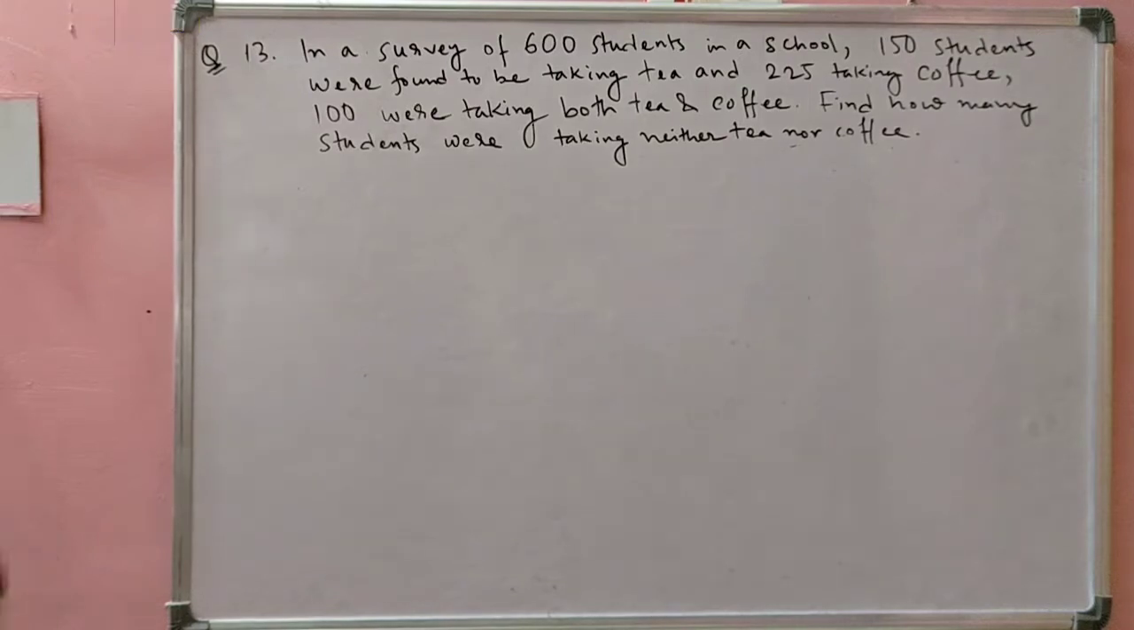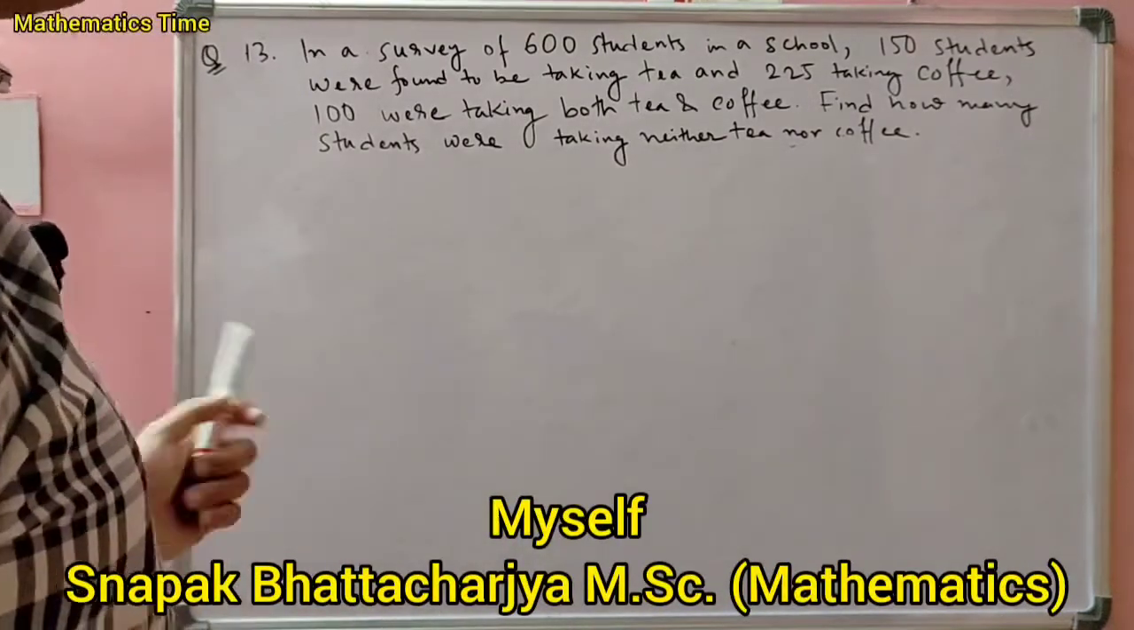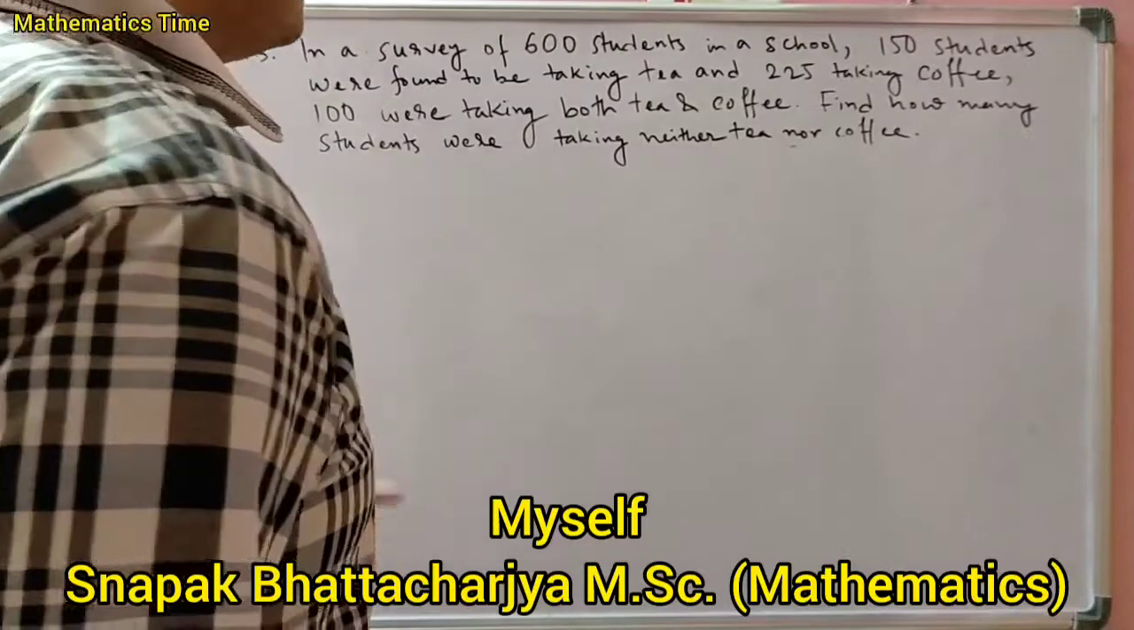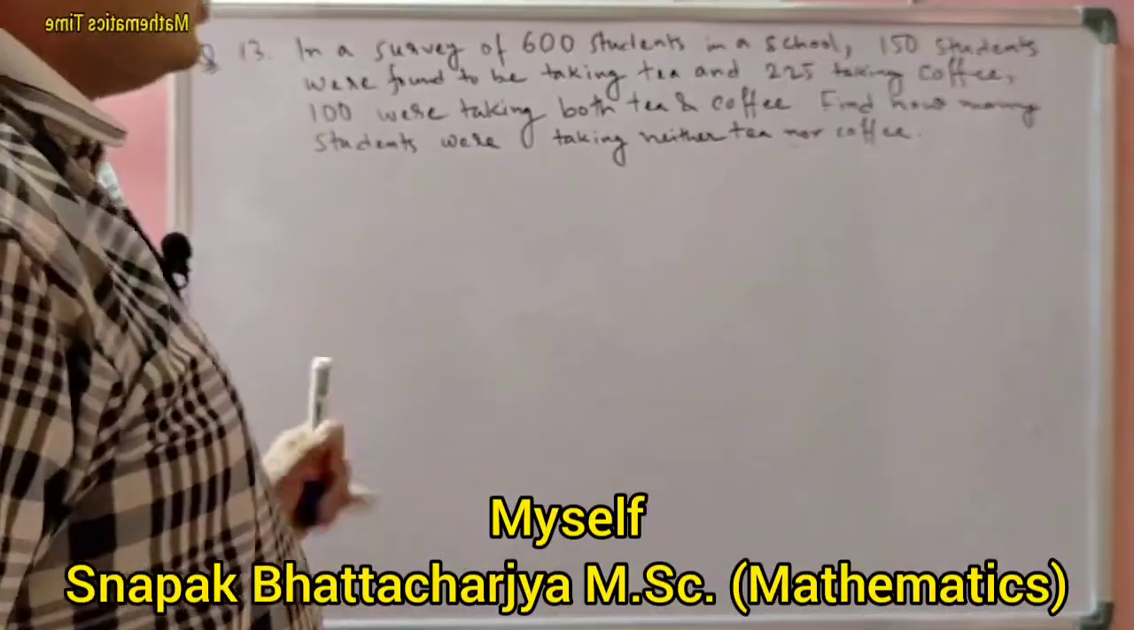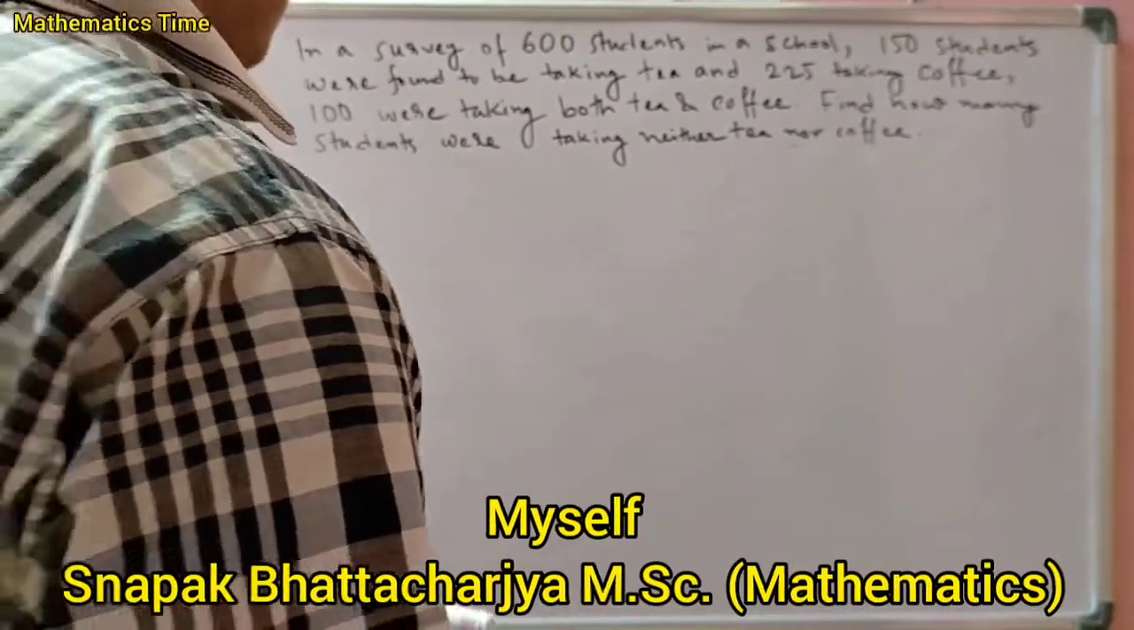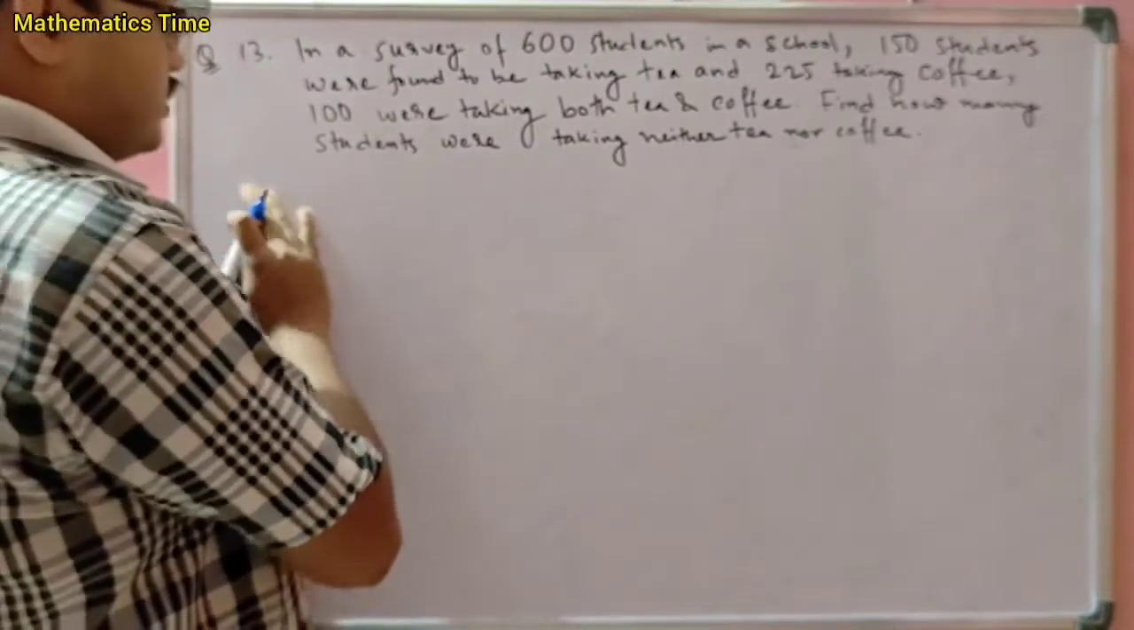Our next problem states that in a survey of 600 students in a school, 150 students were found to be taking tea, 225 taking coffee, 100 were taking both tea and coffee. Find how many students were taking neither tea nor coffee. Okay. So what will be the universal set?